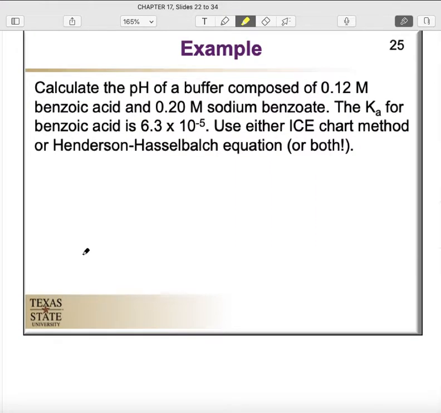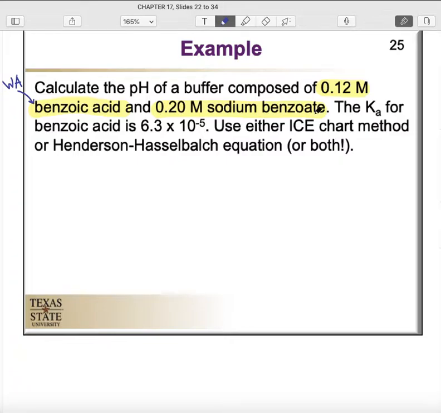All right, the first example is that we're going to calculate the pH of a buffer that is composed of 0.12 molar benzoic acid and 0.2 molar sodium benzoate. Notice that we have benzoic acid, which is a weak acid, and we know that because it is not on the list of the strong acids. And then we have sodium benzoate.